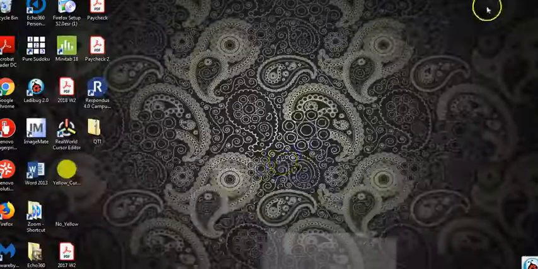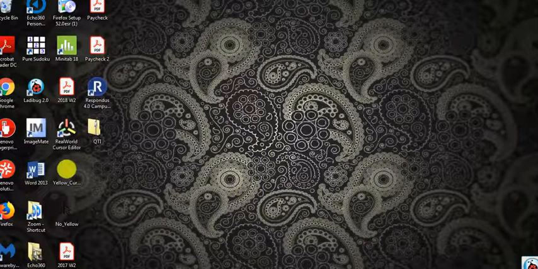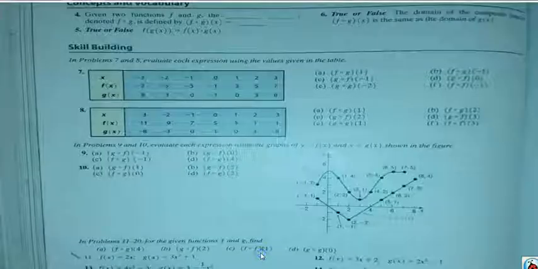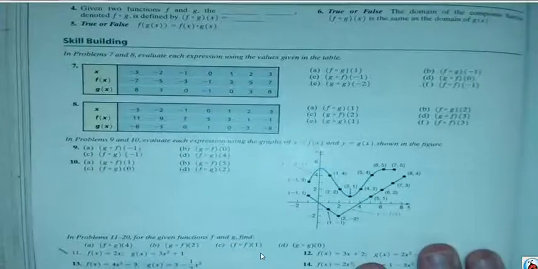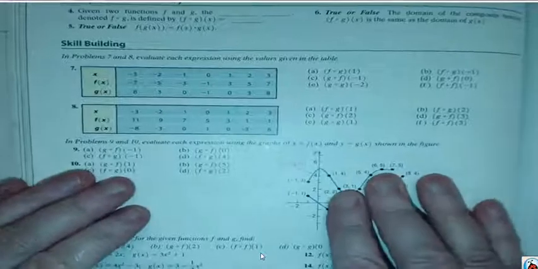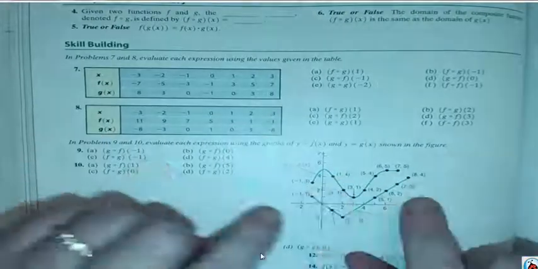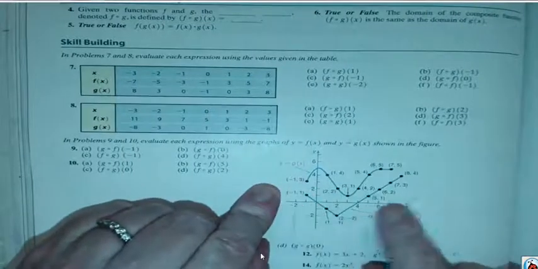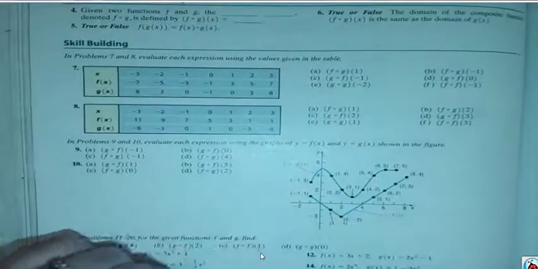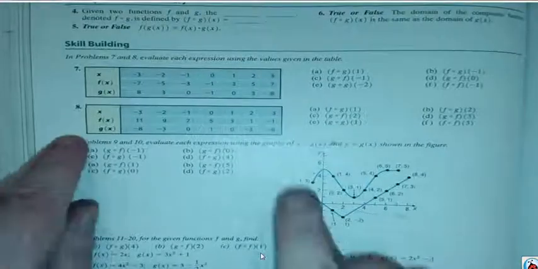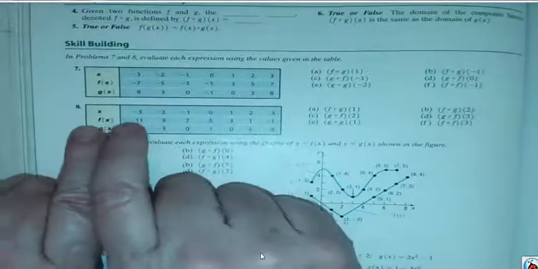Okay, what we are going to do now is look at compositions, but compositions when our functions f and g are given in a table or when they're given in a graph. Okay, so let's look at this number 8.